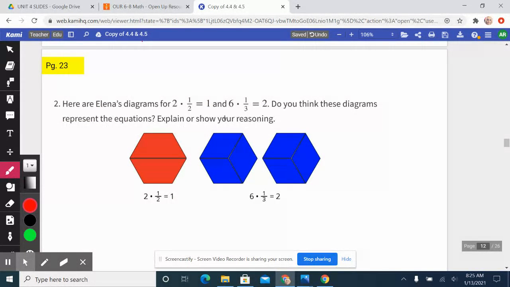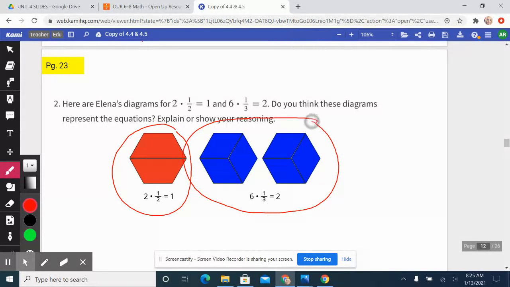So here are Elena's diagrams for 2 halves equals 1, and 6 times a third is 2. So this one goes with this little equation, and then this one goes with this equation. So it says, do you think they represent their equation? Well, there are 2 halves making 1 whole. So this one looks good to me. There are 6 pieces. That's 1, 2, 3, 4, 5, 6 thirds. And they make 2 of them. So I say yes. That diagram matches the equation.